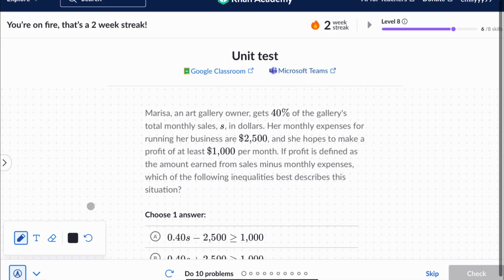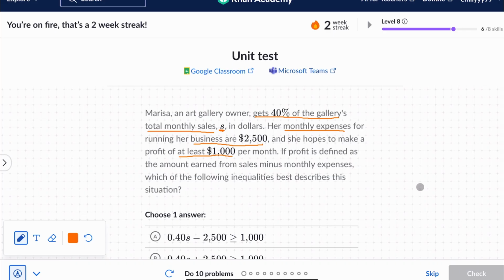So here, let's highlight the important information. She gets 40% of the gallery's total monthly sales, but we don't know the monthly sales, so it's going to be a variable S. Monthly expenses are $2,500, and she hopes to make a profit of at least $1,000. So when we set this up, we know the inequality should be greater than or equal to 1,000, because that's what at least means. She wants to make at least 1,000, so 1,000 or more.